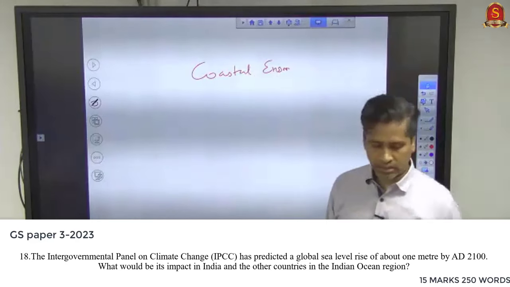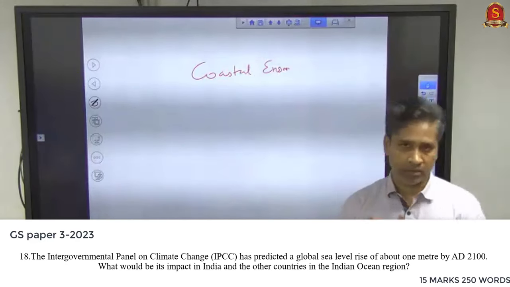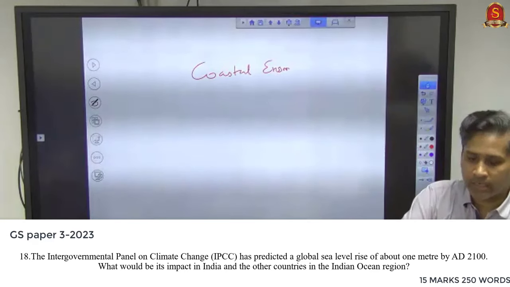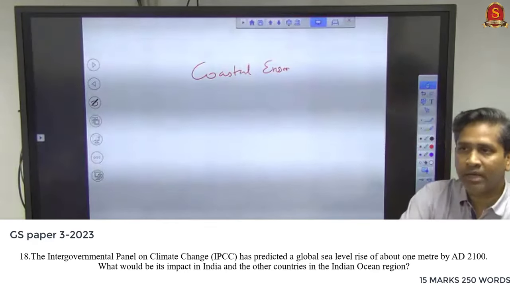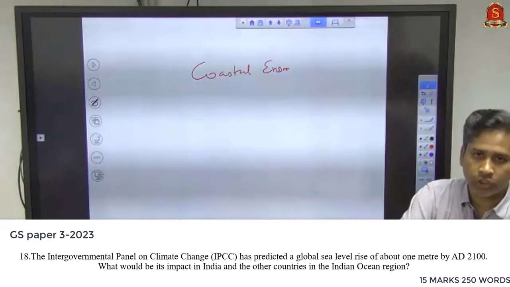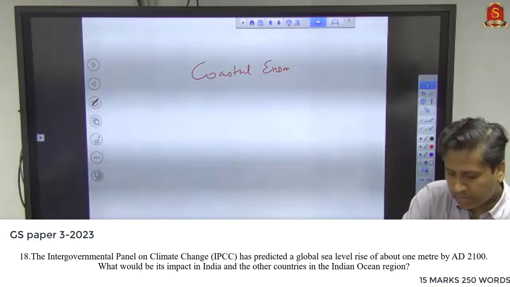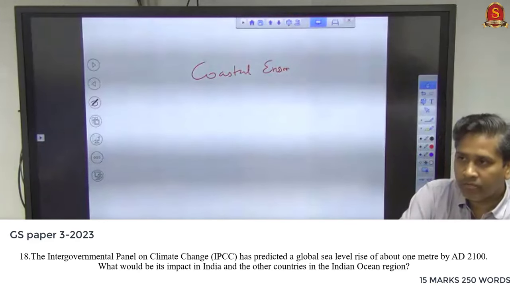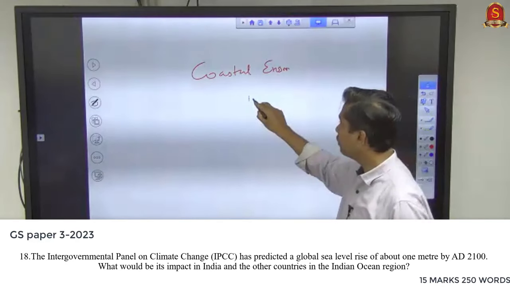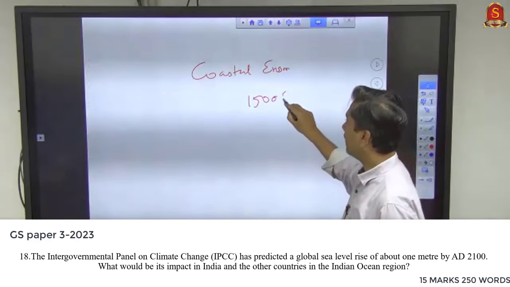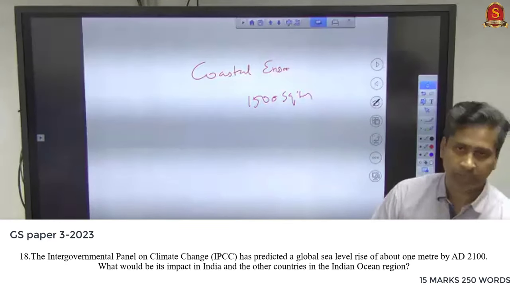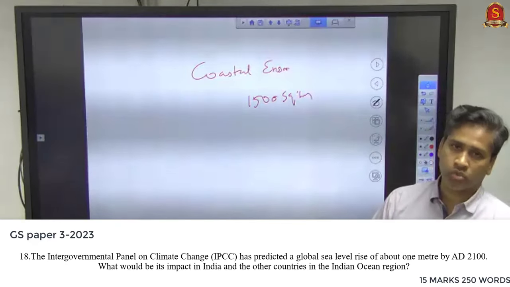When the sea level rises, you know that land loss will happen. I told you, approximately 300 meters of land loss will happen. That will impact the coastal community. In fact, it will also impact agriculture. And it is also predicted that we will find around 1,500 square kilometers of land loss by 2050. So these all come under coastal erosion.